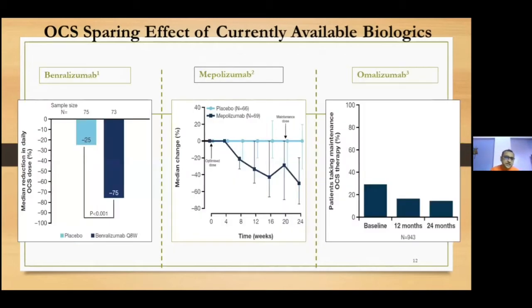And here we can see how much the oral corticosteroid use is reduced with benralizumab. Even in the mepolizumab arm we can find the difference. And here is the omalizumab arm. This is a single arm study, and here we can see the reduction is there, but not that much like benralizumab or mepolizumab. But we should not comment like that because there is no head-to-head trial of benralizumab versus omalizumab or mepolizumab.